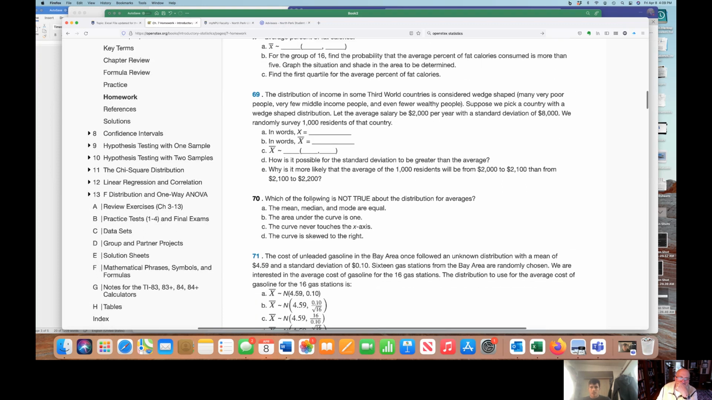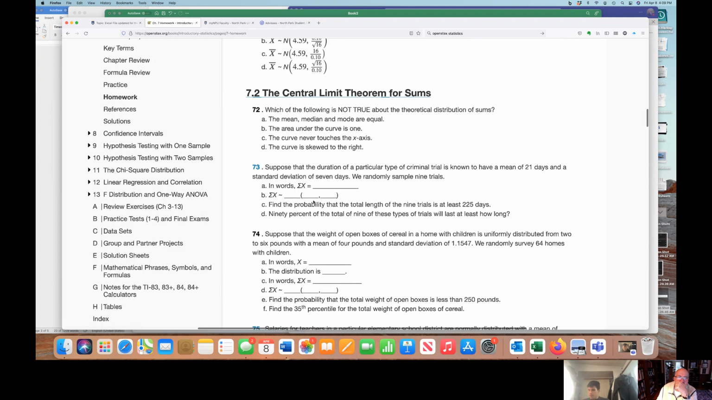I wonder if we did that the other day. Did we? Oh, that's just true and false. Which of the following is not true about the theoretical distribution of sums?